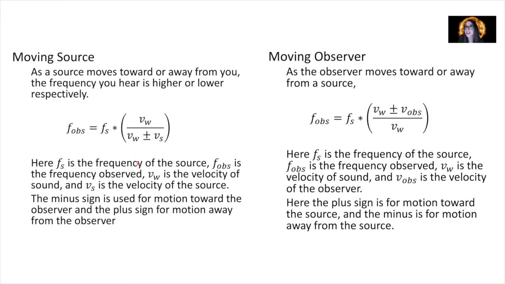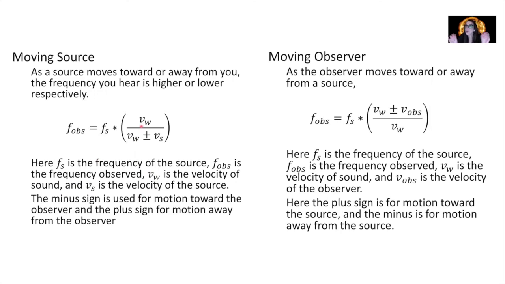So if you are standing at the source and you take the frequency of the sound right there without moving, that's the frequency of the source. Now V_W here, that's the velocity of the sound. That's the velocity of the sound wave itself. And V_S here is the velocity of the source, okay?